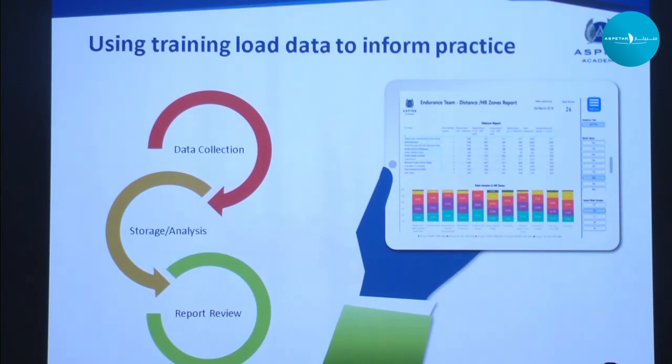So we don't have a closed system. We develop our own dashboards and we keep changing them. So in this particular case, this is the dashboard of the endurance team. That's the distance and HR zones report. So the coach has it on his mobile anytime, anywhere in the world, wherever he goes.